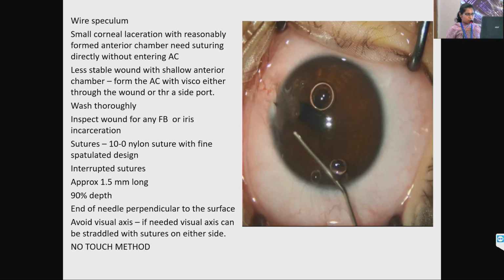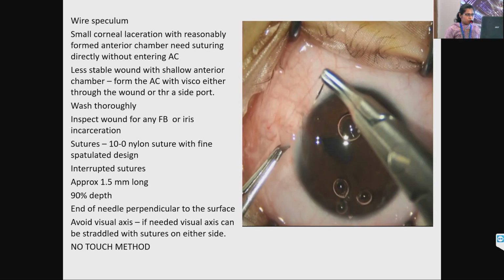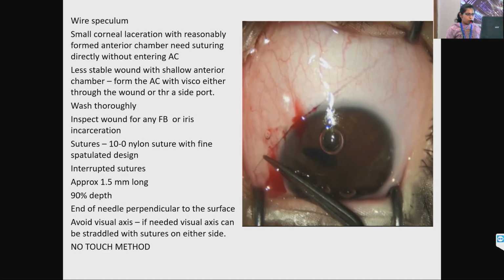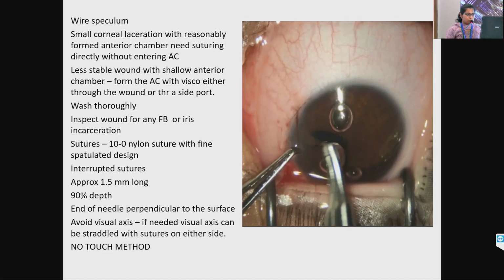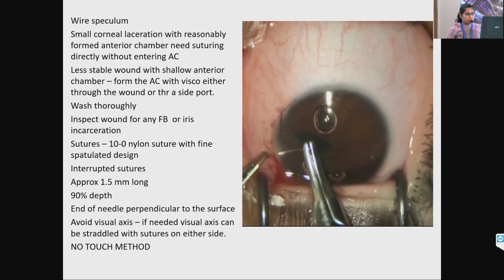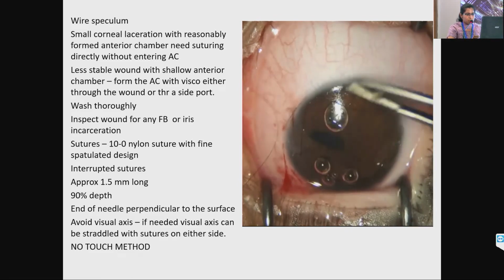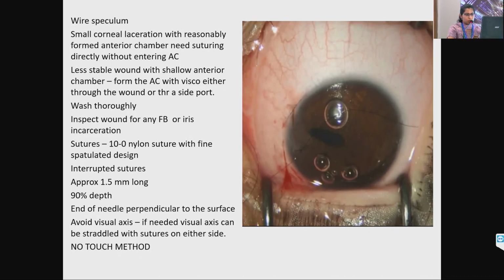And after that, of course, there's suture placement, for which we use 10-0 nylon suture with a fine spatulated design, interrupted sutures about 1.5 mm long, 90% depth, neither deep nor shallow, and avoid the visual axis as far as possible. And we use a no-touch method, that is, as far as possible, do not touch the corneal tear edges.